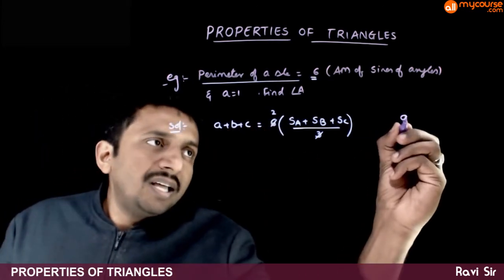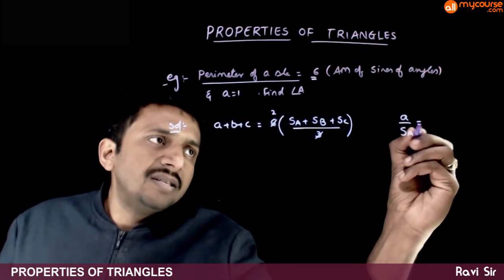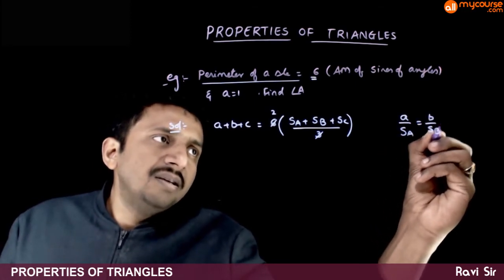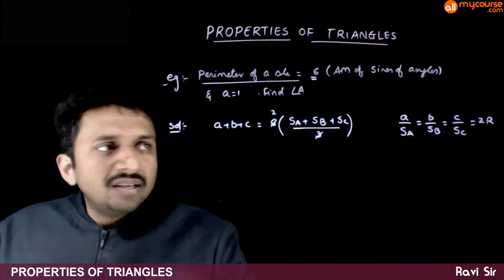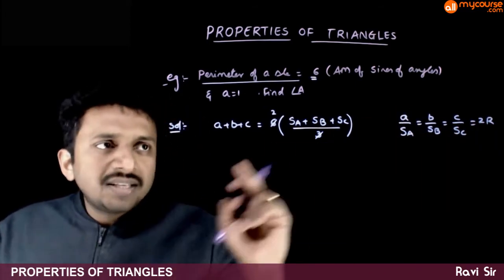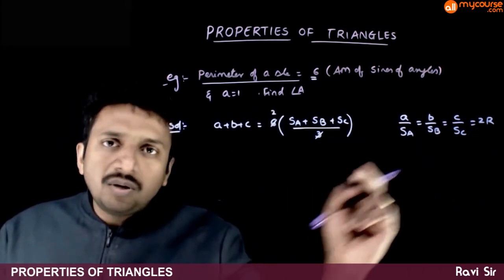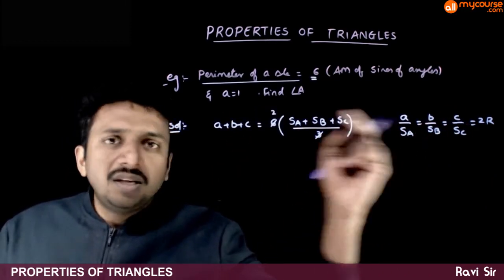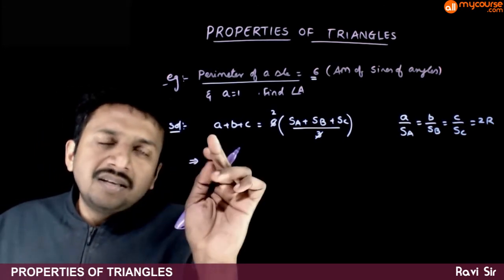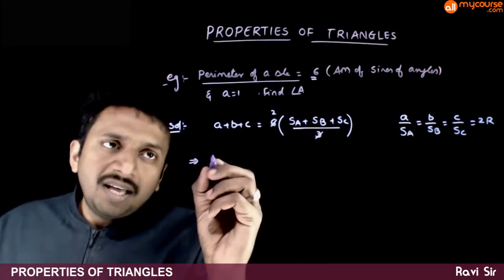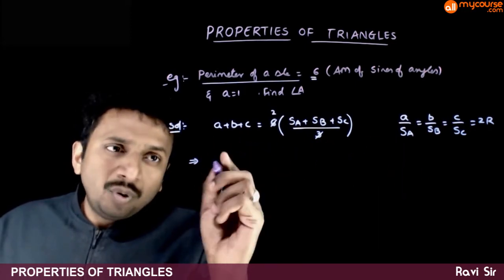So we know that a by sine A is equal to b by sine B is equal to c by sine C is equal to 2R. So small a is equal to 2R sine A, small b is equal to 2R sine B, small c is equal to 2R sine C. So in all these you have 2R common.